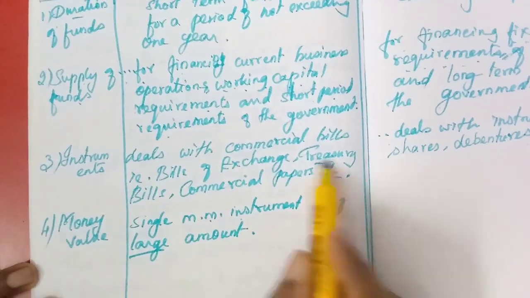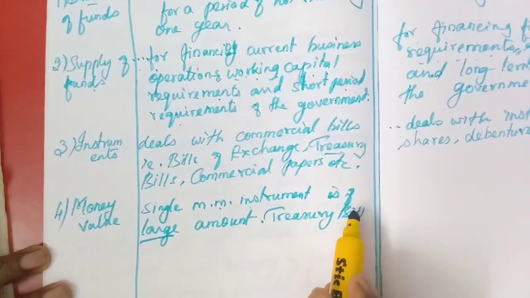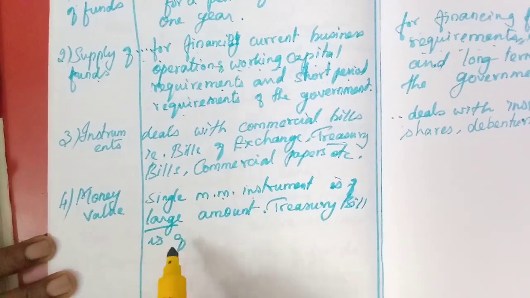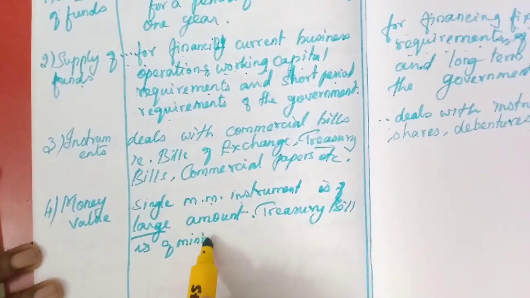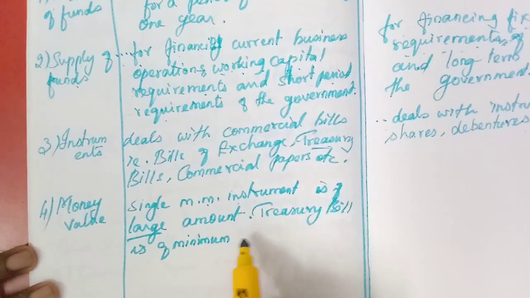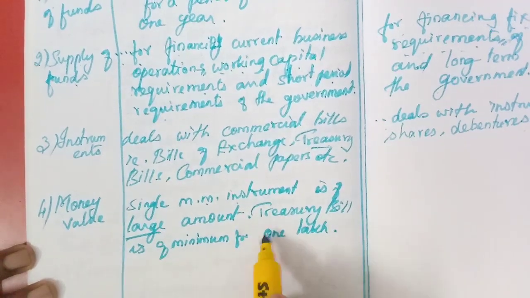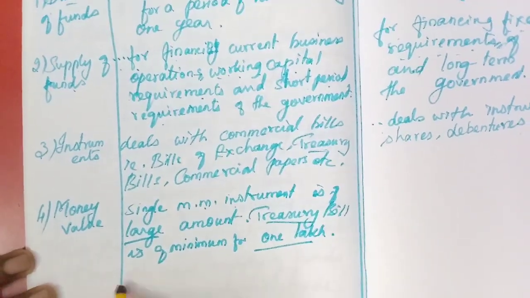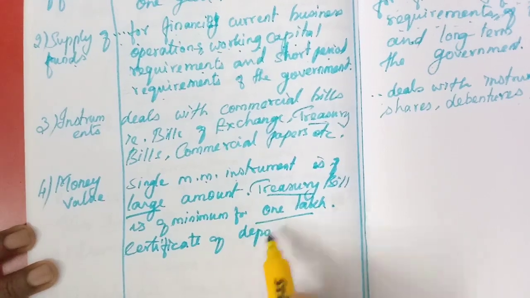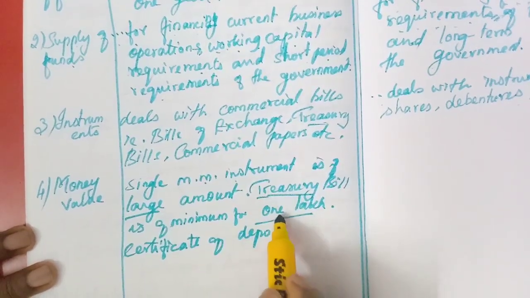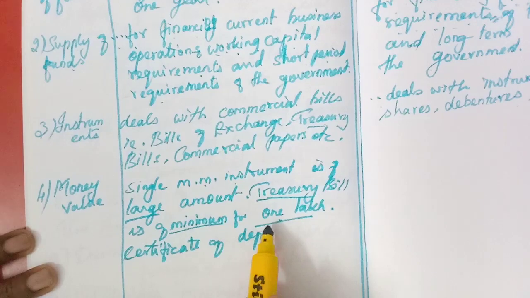Here, each one. Here, treasury bill is of minimum for 1 lakh. Treasury bills value is 1 lakh. Understand? Then certificate of deposit. For one word they may ask, so you should know. Treasury bill minimum value is 1 lakh. It may be increasing, maybe 2 lakhs, 3 lakhs. The minimum value is 1 lakh.